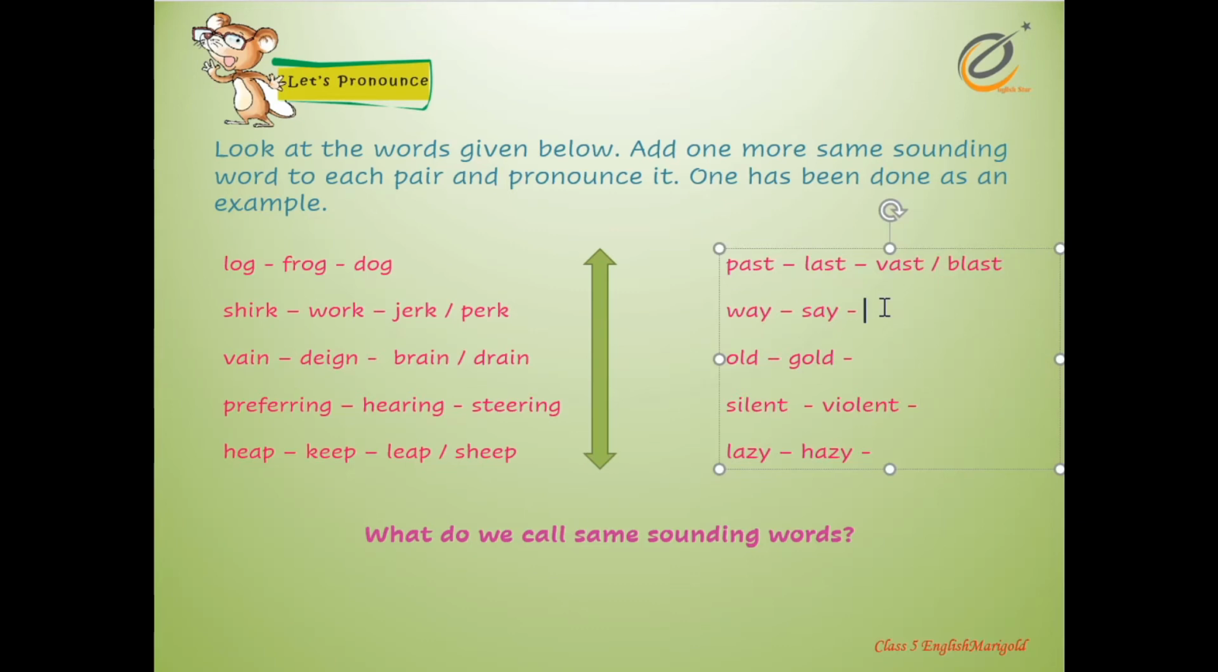Next pair. Way, say. Yes, you can write pay, bay. Okay. Next, old, gold, sold, hold, silent, violent. Yes, it might be a little difficult, but taking help of the dictionary will definitely help you out.